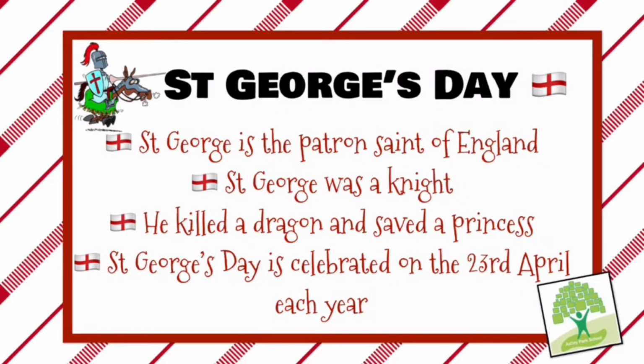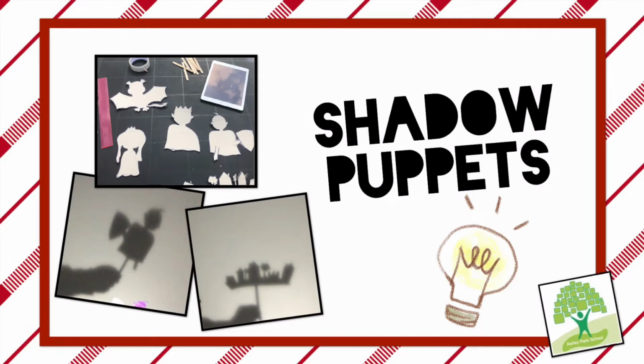St George is the patron saint of England. According to legend, he was a knight who killed a dragon and saved a princess. He is remembered and celebrated every year on the 23rd of April. We thought combining St George's Day and shadow puppets together would be a nice activity to be shared at home.